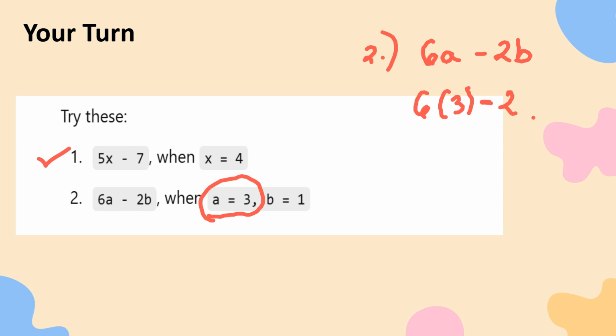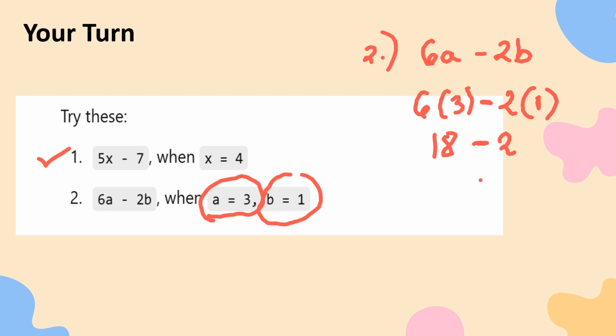What is the assigned value for b? That is 1. It's right there. So now, by observing PEMDAS, we will simplify. What is 6 times 3? 6 times 3 is actually 18, minus 2 times 1, which is 2.